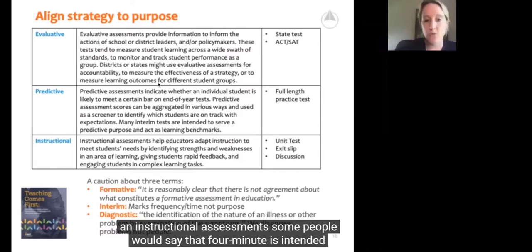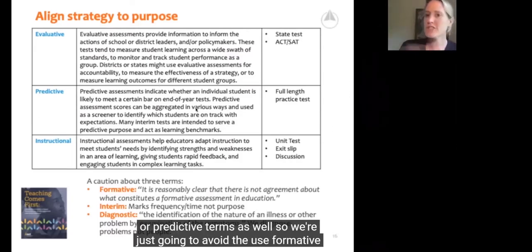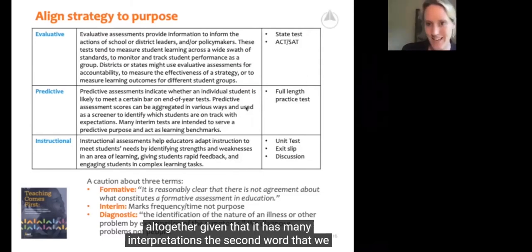Some people would say that formative is intended to overlap with instructional, but often formative is talked about in evaluative or predictive terms as well. So we're just going to avoid the use of formative altogether, given that it has many interpretations.